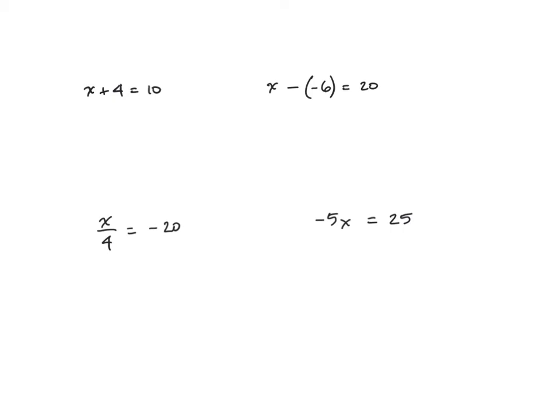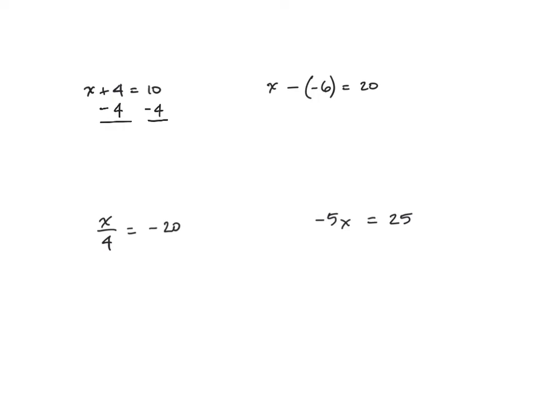So in the first one here, I'm adding 4 to x. So to undo my addition of 4, I'm just going to subtract 4. And if I subtract 4 from one side, I have to subtract 4 from the other side because I have to keep these equations in balance.